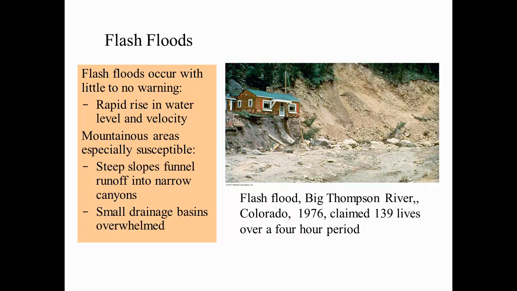Flash floods occur with little or no warning, resulting in a very rapid rise in water level and velocity over the time period of minutes to hours. Mountainous terrain is especially susceptible to flash floods, where the steep slopes funnel runoff into narrow canyons, and these small drainage basins tend to be overwhelmed quickly. As for an example, the flash flood that occurred in the Big Thompson River in Colorado back in 1976, which claimed about 139 lives over a brief 4-hour period.